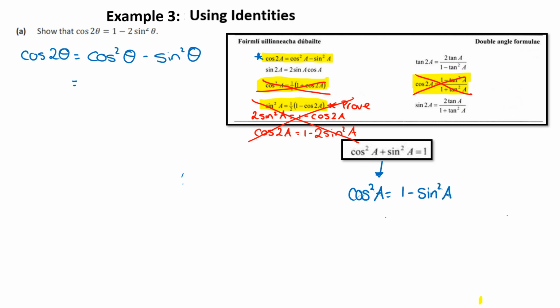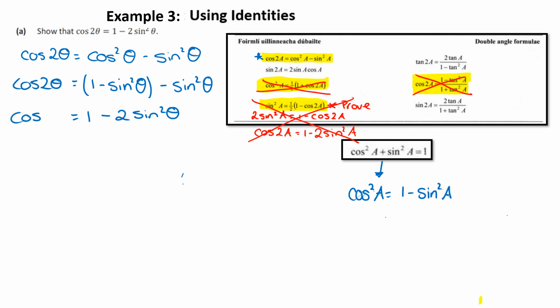So putting that in, 1 minus sine squared theta minus sine squared theta, and cleaning that up, we get 1, I have minus sine squared theta minus sine squared theta, that's minus 2 sine squared theta, which is exactly what we want. So let's fill in that cos of 2 theta, that's exactly what we want, QED.